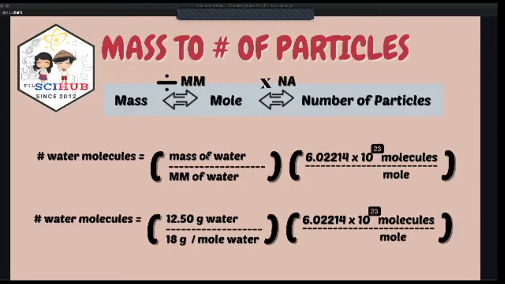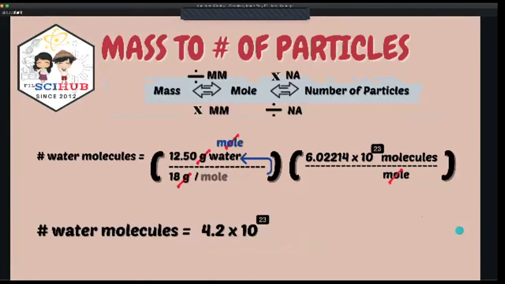So mass of water, you're given this. You have the molar mass of water, which is 18 grams per mole, and then the Avogadro's number is a constant. You should know its value. And then what we do is that after setting up this equation, you have to plug in your number. So ang binigay sa iyo is 12.5 grams of water, and then divide it by 18 grams, and then you multiply it by the Avogadro's number. And this is how you should approach your dimensional analysis.